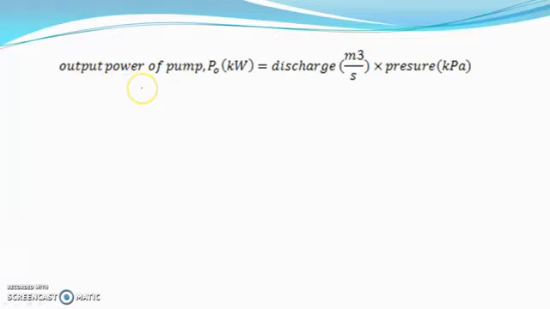So output power of the pump we know. That is, let it be PO. PO in kilowatt is discharge into pressure. How much discharge is it giving? So let it be in meter cube per second, and pressure developing, let it be kilopascal. So if you see, kilo is there for kilowatt, and meter cube per second discharge into pascal, that is watt. As you know, meter cubes per second, if you see, meter square, so meter Newton into meter per second. So then you can find out easily. So this is kilowatt.